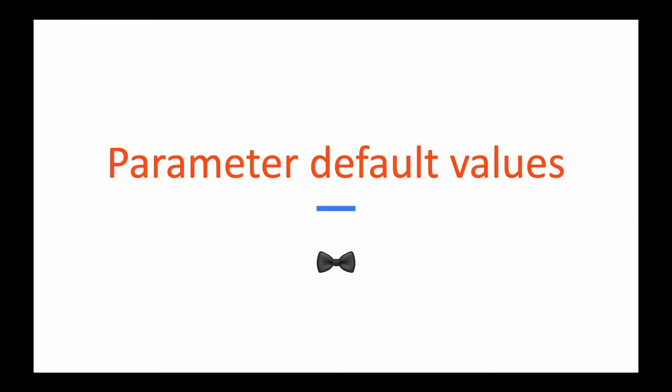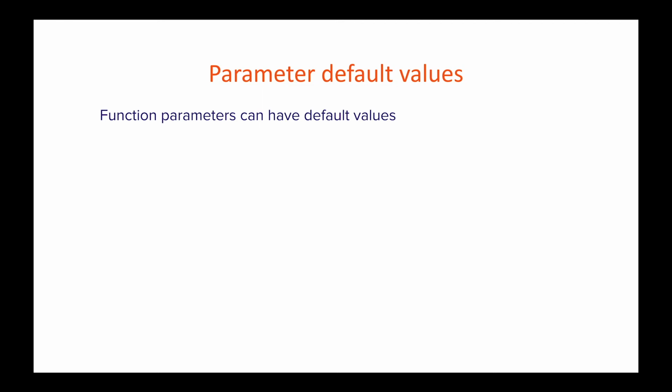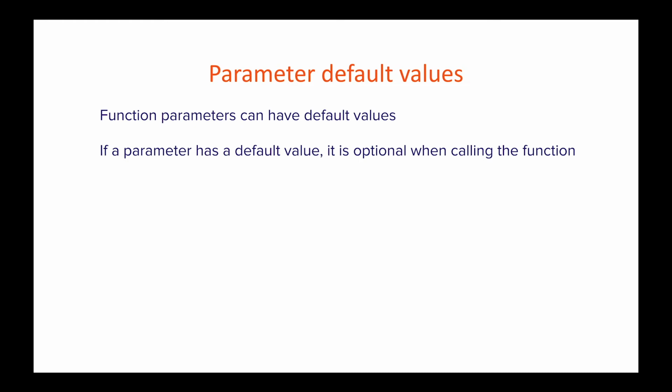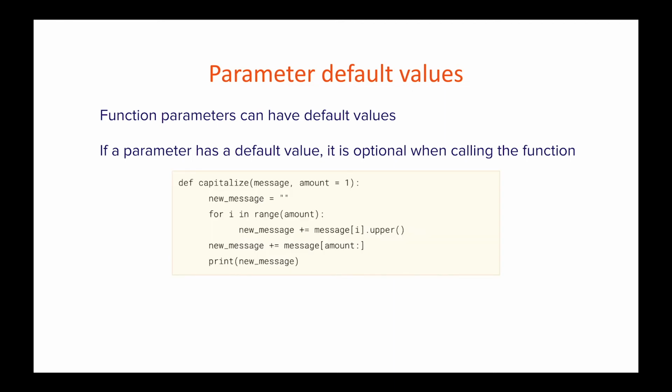So let's talk about default values for parameters. Function parameters can have default values. The main idea behind this is that in this way we make parameters optional for functions. So either we can provide a value for some parameters, or we can leave the default value if no value is supplied. Okay, so that means the parameter is optional when we are calling the function. So here is an example of how we can achieve that.